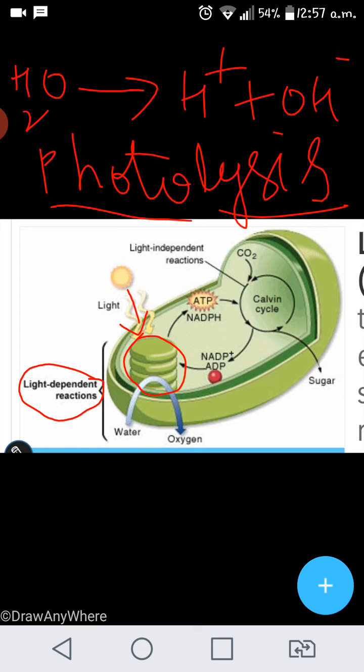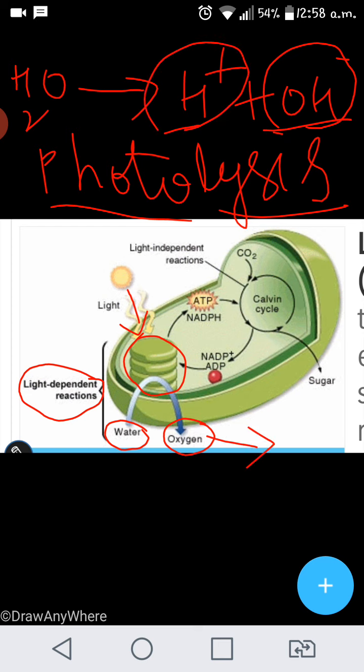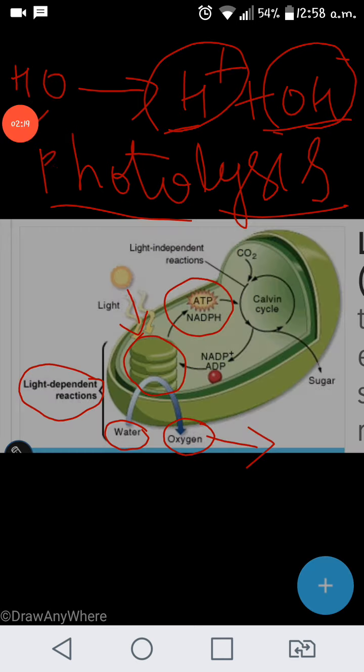Now the question is, what happens to the H plus and OH minus ions? OH minus ions, through a series of steps, are going to get converted into water and oxygen. Water is either stored or it is going to get evaporated by the process of transpiration, and oxygen is released out. Now coming to H plus ions. H plus ions will undergo further changes in the dark reaction. Finally, ATP and NADPH here are called assimilatory power. So this is all about our light reaction.